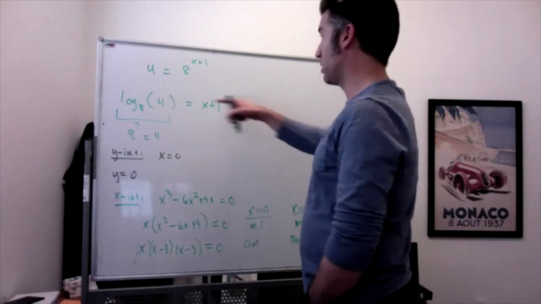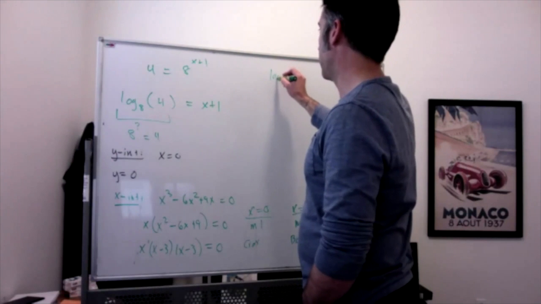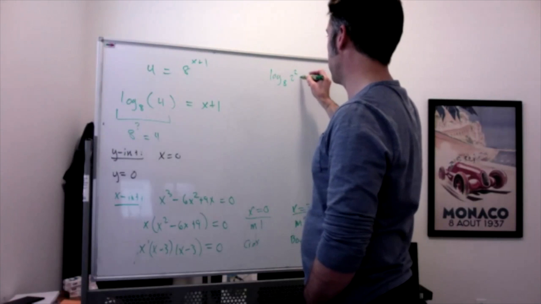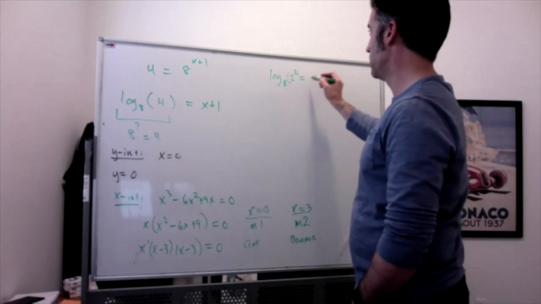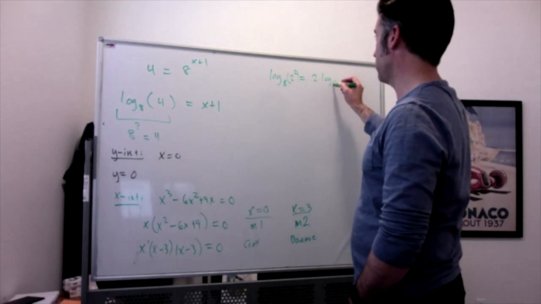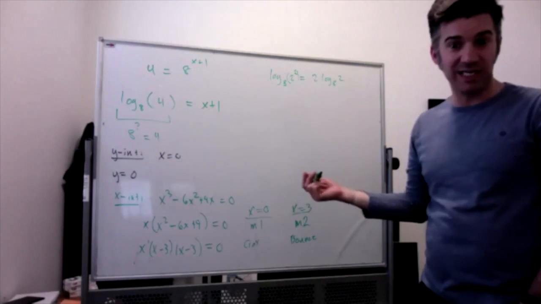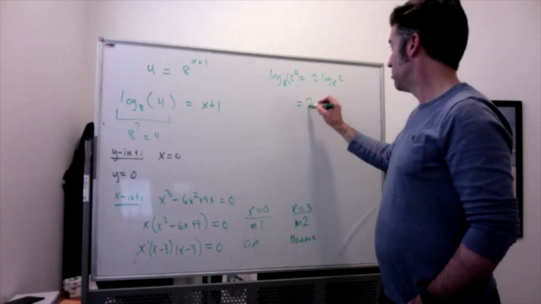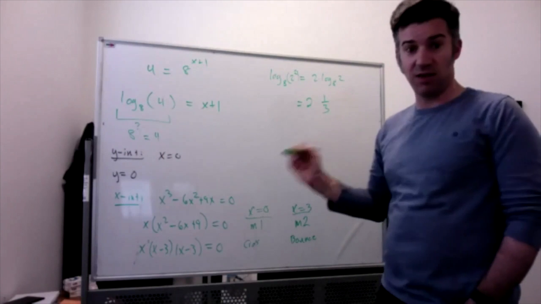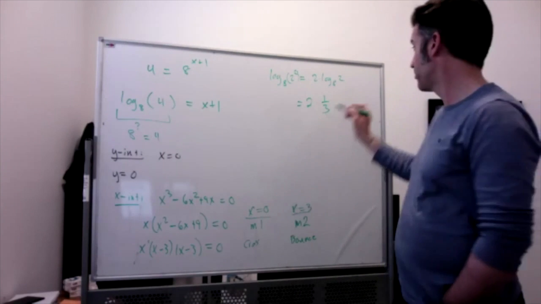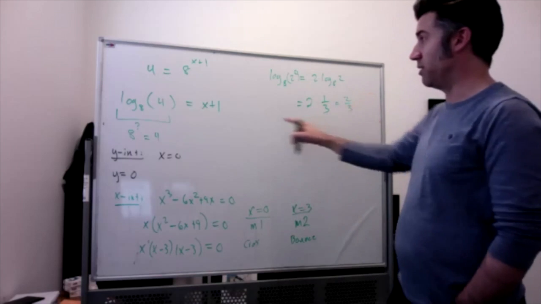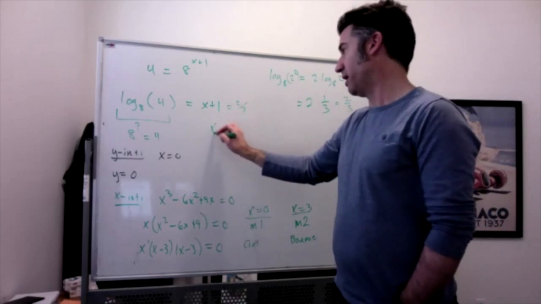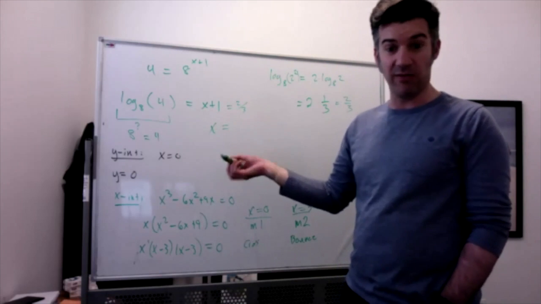But if you wanted to, you could say, oh, log base 8 of 4 is log base 8 of 2 squared, which is 2 times log base 8 of 2. And then it might be easier to see that log base 8 of 2 is 1/3, because 8 to the 1/3 power is equal to 2. So then this equals 2/3, and then we subtract 1, and 2/3 minus 1 is negative 1/3.